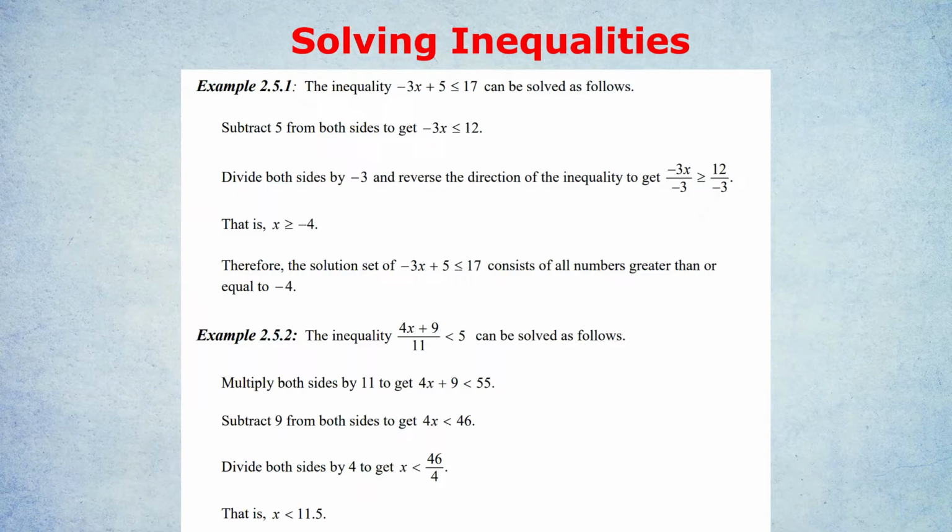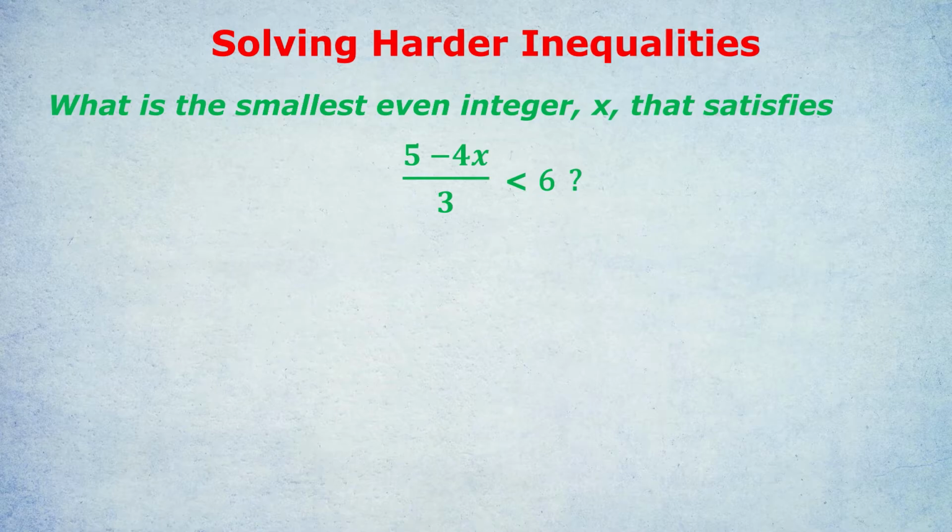We can take away 9 from both sides, 4x is less than 46, and then divide by 4. No need to flip the inequality because we're not dividing or multiplying by a negative. X is less than 46 over 4, which in the GRE you'd have a calculator to solve. X is less than 11.5. I warned you that as we go through, things will get harder, and the next example combines these two concepts.